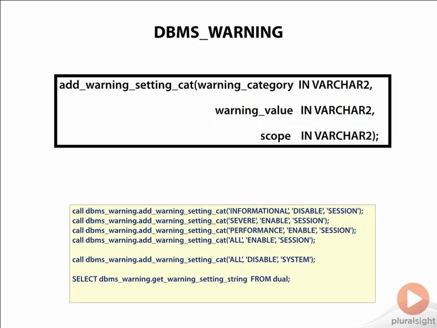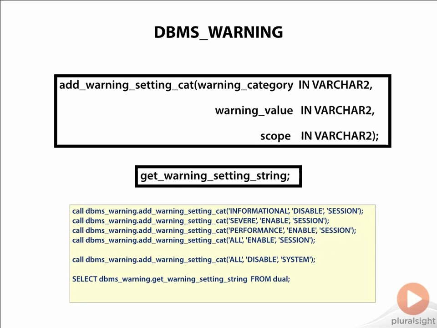In this code snippet, we have shown the use of DBMS_WARNING to add the warning setting, for instance, informational to be disabled for the session and enabled for the severe and performance category. And of course, using all, we can set it for all of them. We can display the current setting by calling the DBMS_WARNING get_warning_setting_string function from dual. Dual is a sort of dummy table with a single record used for selecting when you are not actually interested in the data, but instead want the results of some system function in a select statement.